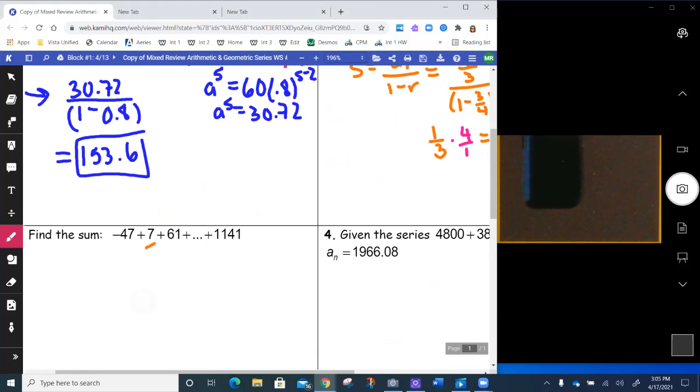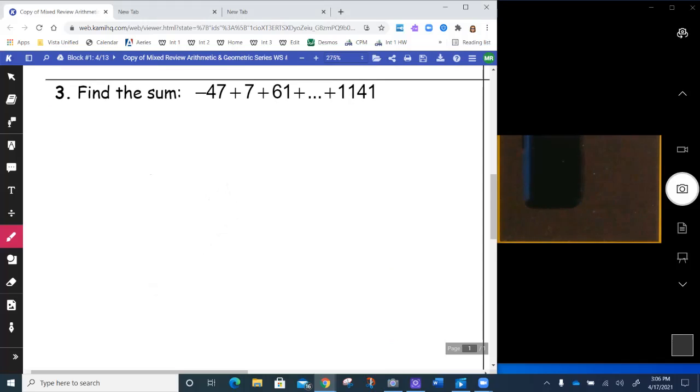Okay, so on number 3, for this one, we need to decide if this is arithmetic or geometric. To me, it looks like it is arithmetic. So let me see. If I take negative 47 and I'm adding something to get 7, I am going to add 47 to both sides, and I get D is equal to 54. And so I see that that is going to work. My D is going to be 54. And again, this is going to be arithmetic.